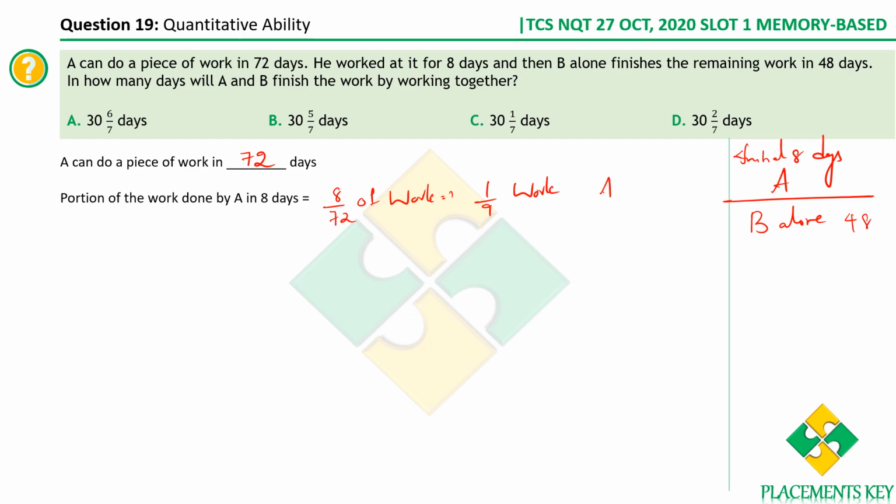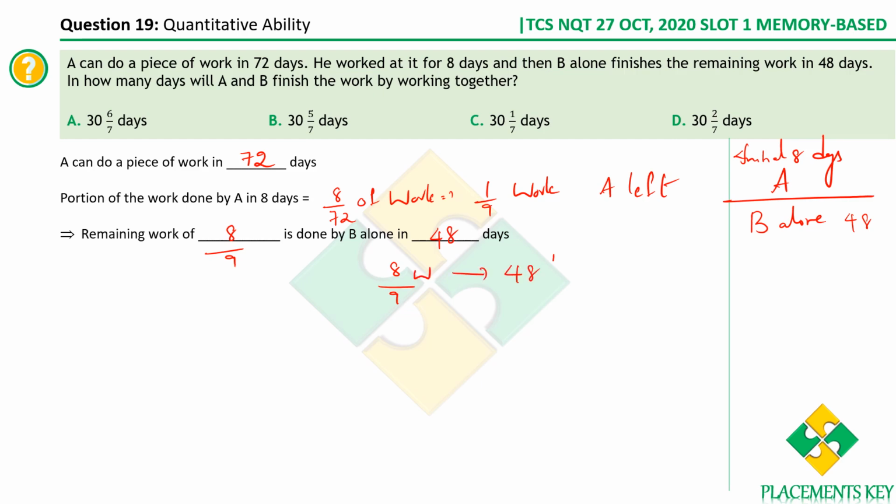Now what happens after that? A left, A is not working anymore. So how much is the remaining work? 1/9 work is done, so the remaining work is 8/9, and this is done by B alone in 48 days. Therefore B can do 8/9 of the work in 48 days. That is, B can do the total work in how many days? Just send this factor to the other side. It becomes 9 by 8 into 48, so B finishes the work in 54 days if working alone.